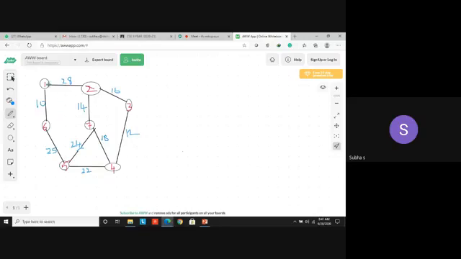Yes. Choosing any one vertex as source vertex, find its adjacent vertices. In that, choose the minimum cost. Then move to that particular vertex, find its adjacent vertices, choose the minimum cost. Like that, you have to proceed. That is the Prim's algorithm. Now we are going to see the Kruskal's algorithm.